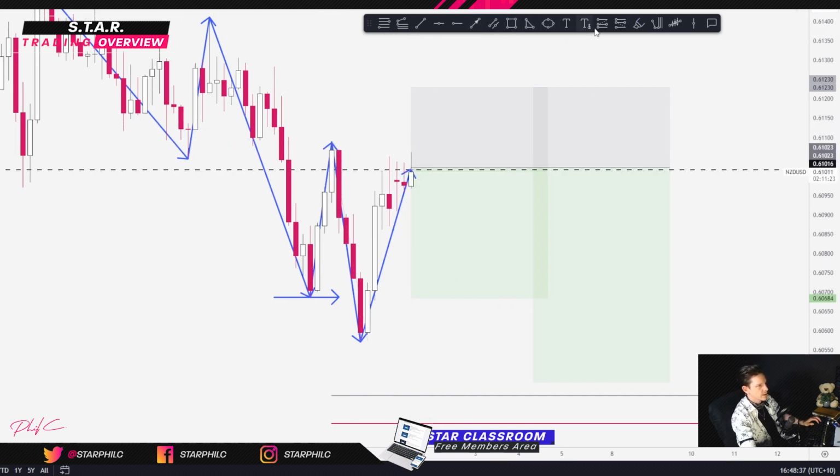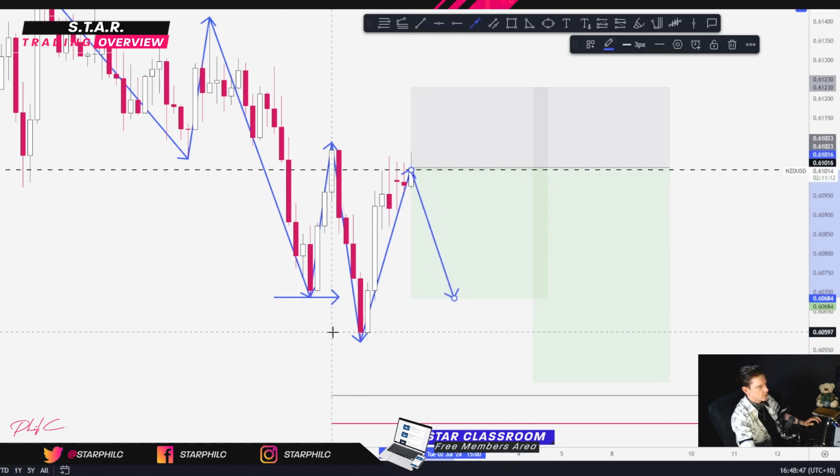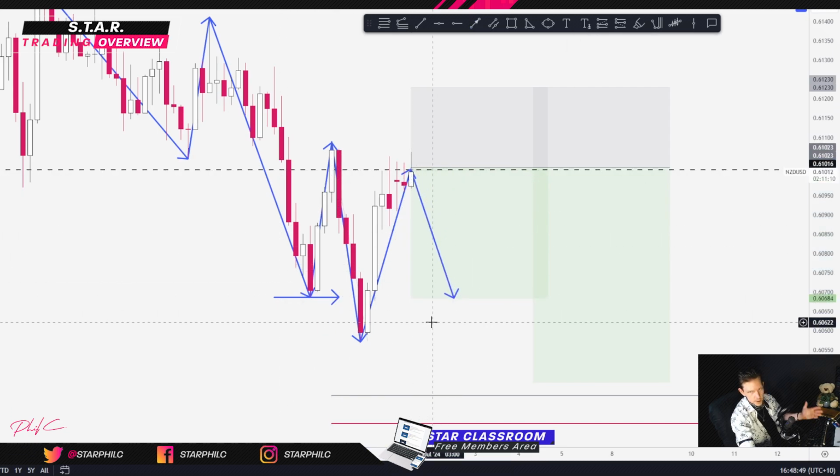Your entries are always at a level of structure right here. We come up, retest the highs, really good place to sell. Your target is a retest of the lows, not all the way down here. Don't want to get too greedy with it. What you want to do with your entry, stops and targets is set yourself up with the highest probabilities that you are going to hit targets and less likely to be stopped out.